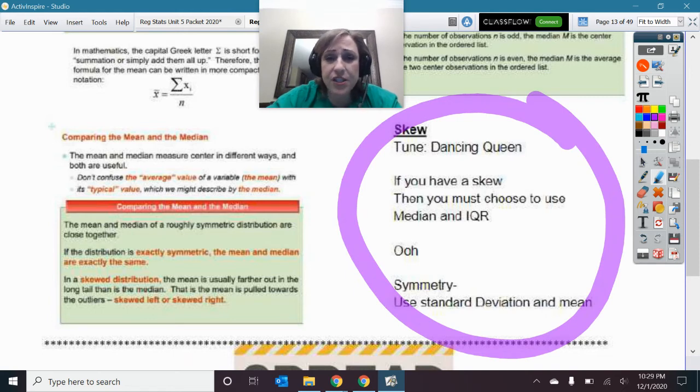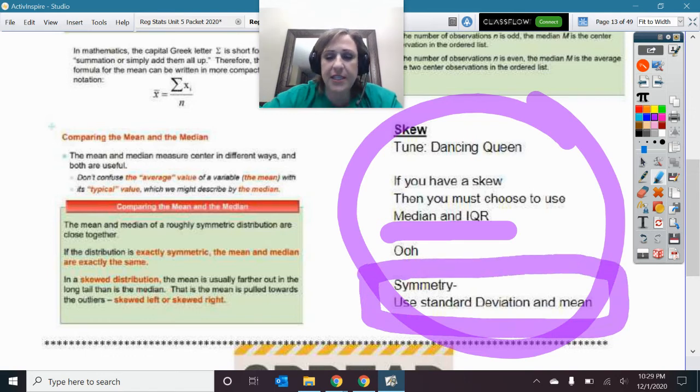If you have skew, then you must choose to use median and IQR. Ooh, symmetry. Use standard deviation and mean.